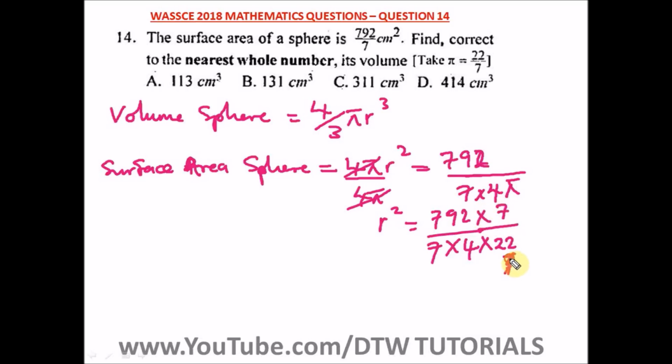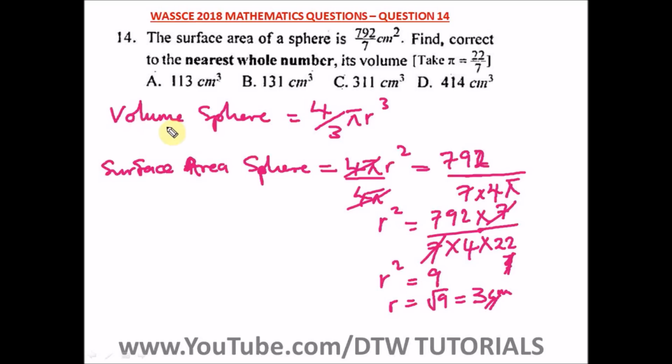All right, so let's erase this. From here we can cancel out. The 7 here can cancel this 7 here. We're left with 792 divided by 4 times 22. That's 88. And if we divide this, punch it in your calculator, you are going to get 9. So r squared is equal to 9, and r will definitely be the square root of 9. And what's the square root of 9? It is 3. So r is 3 centimeters.